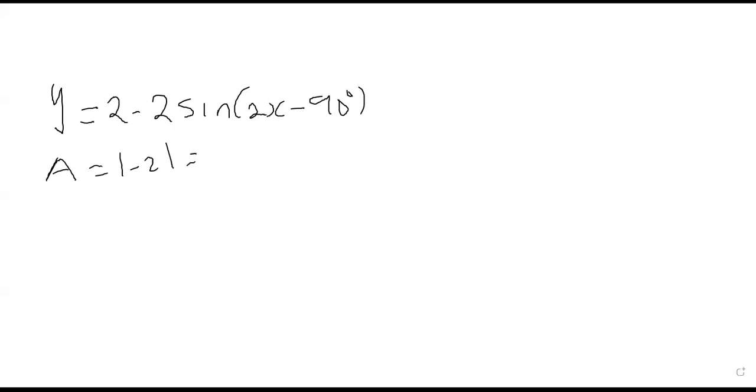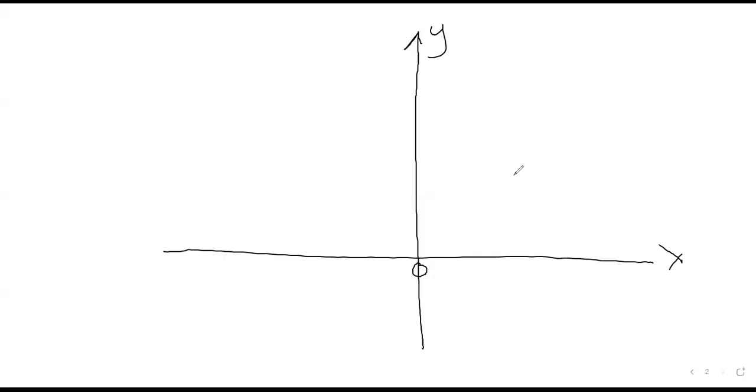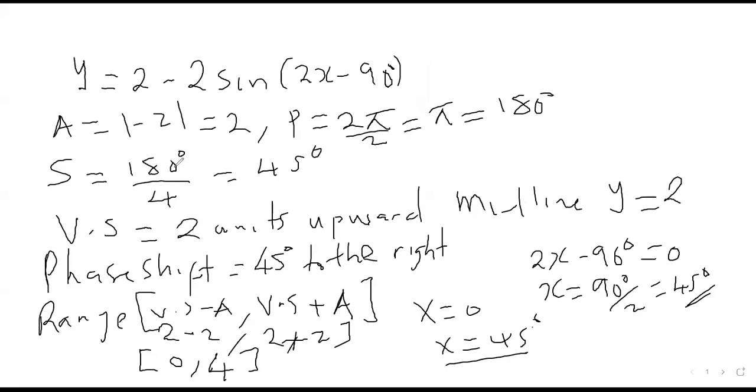So y is equal to 2 minus 2 sine of 2x minus 90 degrees. We already said the amplitude is 2. Okay, so this is what we have. This is what we found here. The values: amplitude 2, scale 45, period 180, vertical shift 2 steps upwards, midline, very important, y equals 2. It's coming from this constant value here.